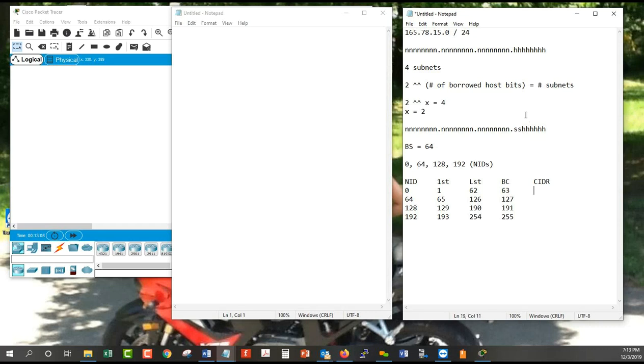And then the last column that we want, our CIDR, is going to be how many subnet bits are there for each one of these addresses. And because it's a fixed length subnet mask problem, all of the subnets are going to have the same number of subnet bits.